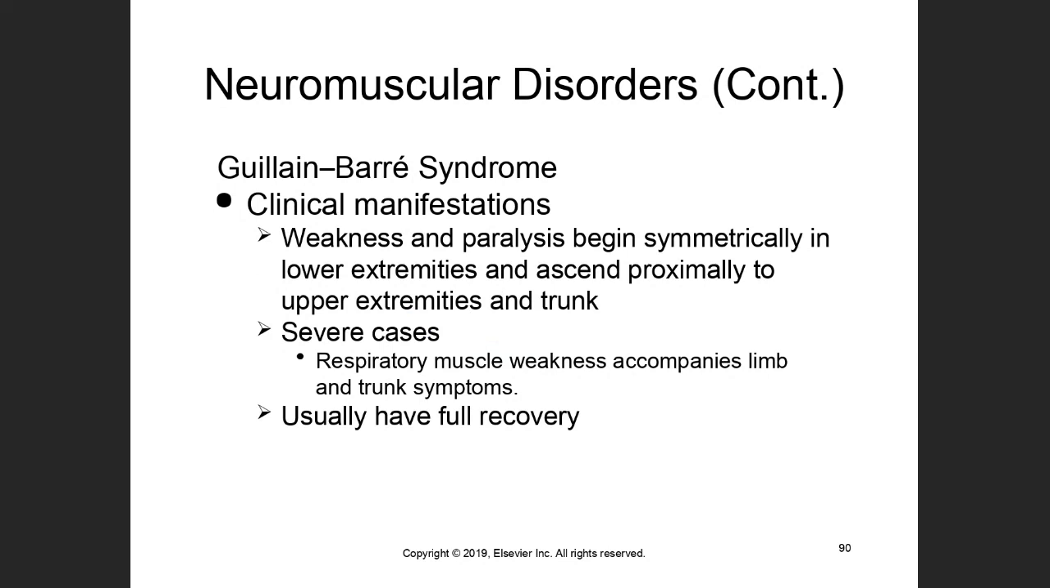Clinical manifestations: weakness and paralysis begin symmetrically in the lower extremities and ascend proximally to the upper body. You have to be very careful because if the paralysis keeps going up and reaches the thorax and C3, C4, C5, which keep the diaphragm alive, that means you get to C5 and you paralyze the phrenic nerve. The phrenic nerve is the one that gives innervation to the diaphragm. The patient can't breathe. You have to intubate the patient.